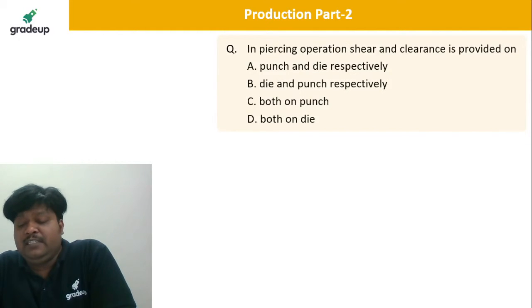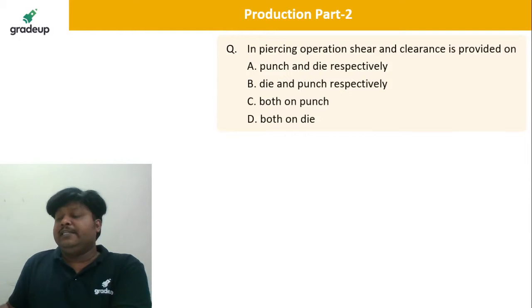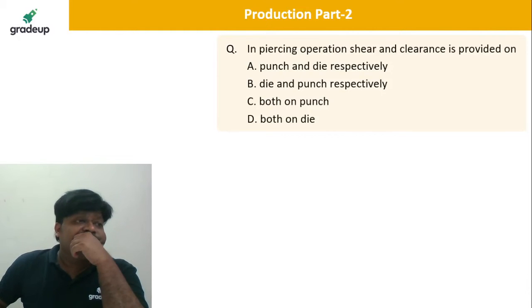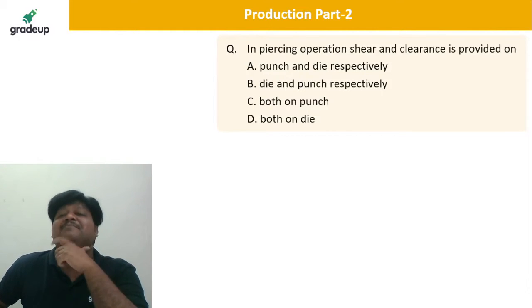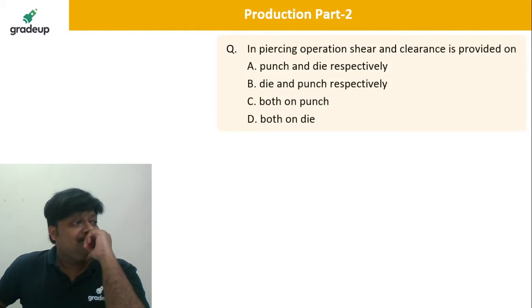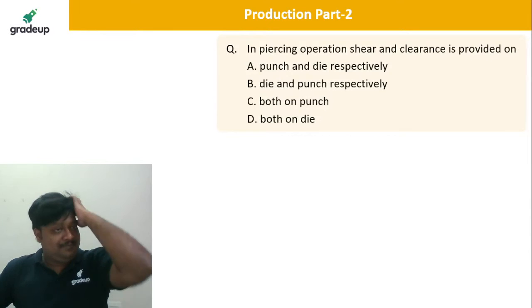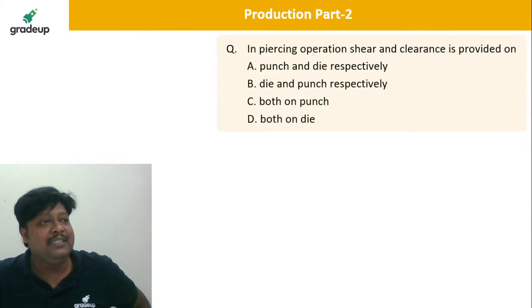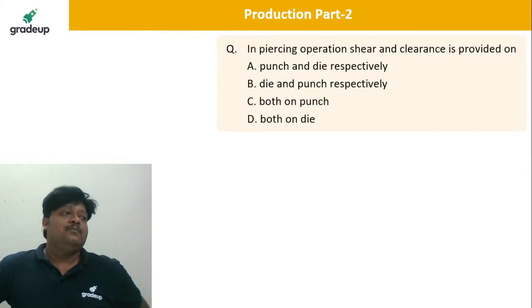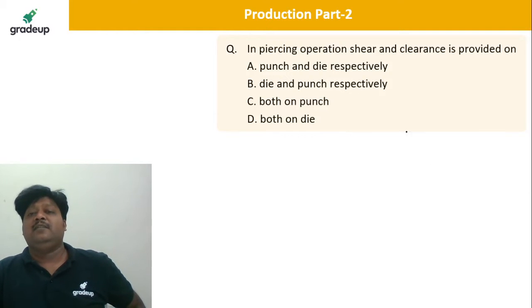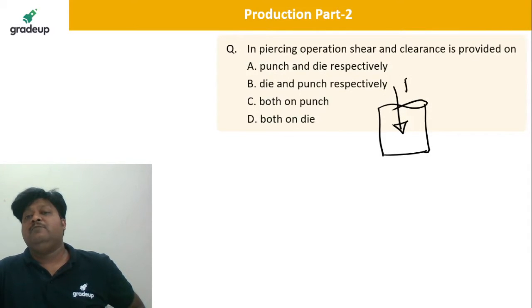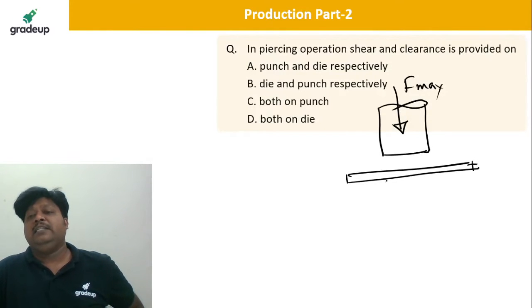This is very important as far as the very basic concept for punching and blanking. Take this question and tell me the answer. Yes, tell me the answer. In the punching operation, if this is my punch, which is applying the maximum force onto the given sheet material, and this is the die.